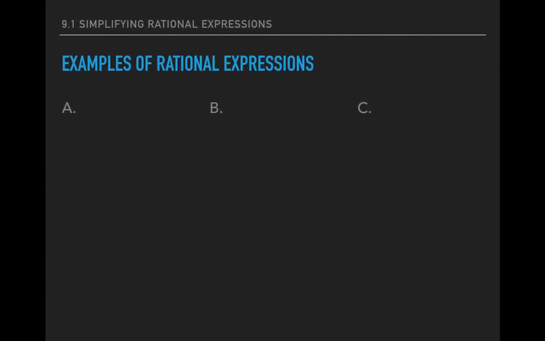So examples of rational expressions. You could have L over 2, the length divided by 2. That is a rational expression. C divided by B minus 2. Or you could have x squared minus 2x minus 3 over x squared minus 1. Each of those is an example of a rational expression.